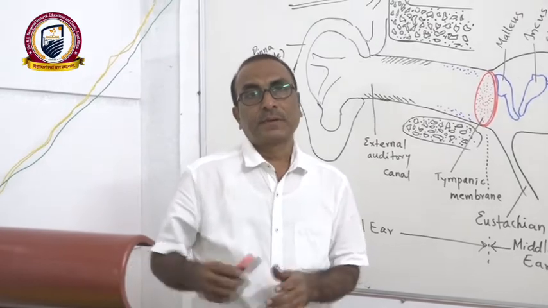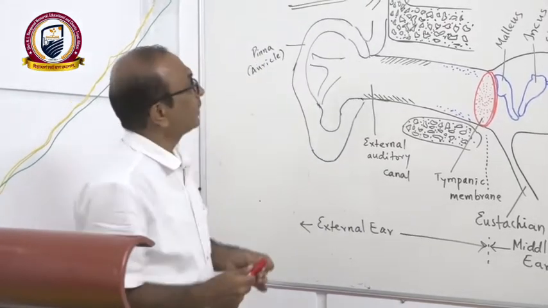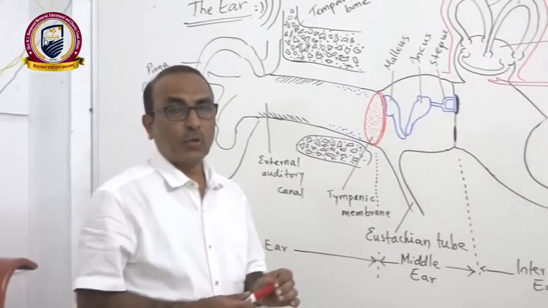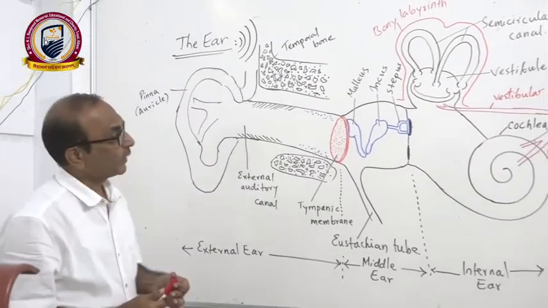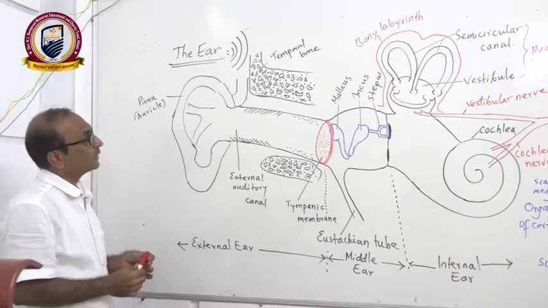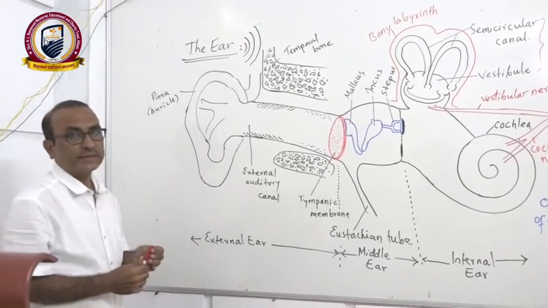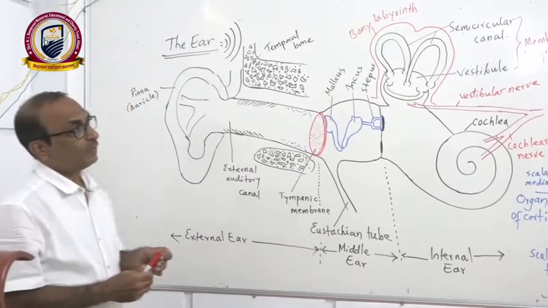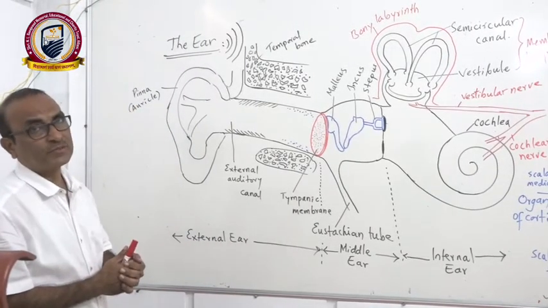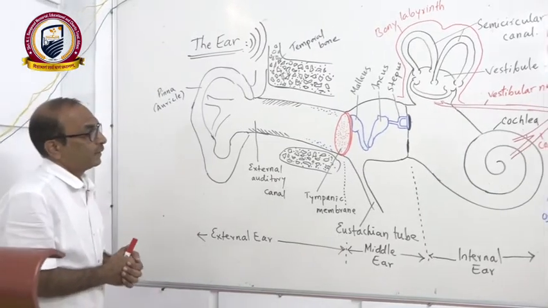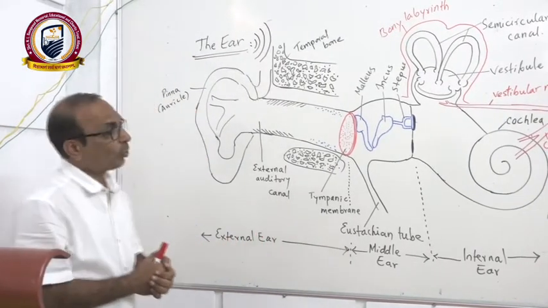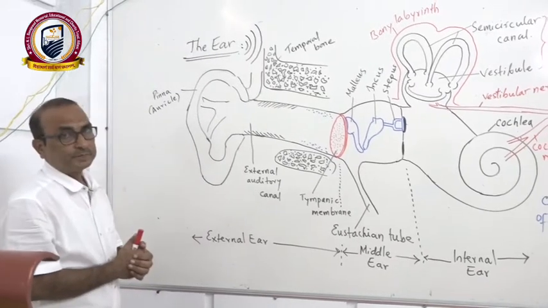Today, let us study about the ear. Ear is another important sense organ. So we are going to study today about its different parts, its detailed structure and function, and how actually we are going to hear, the mechanism of hearing. Now this diagram gives you the anatomy of the ear.